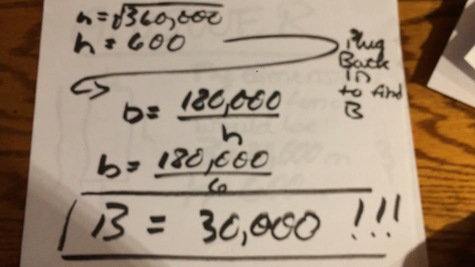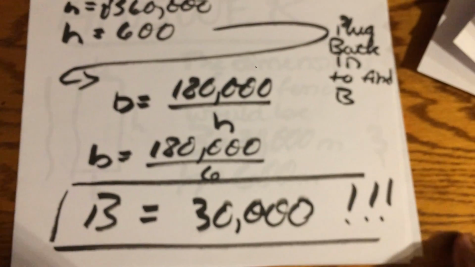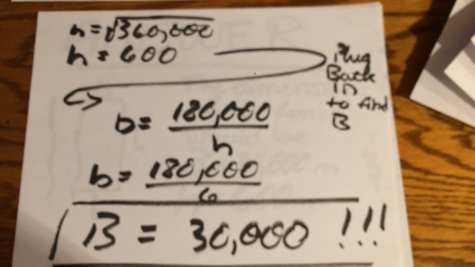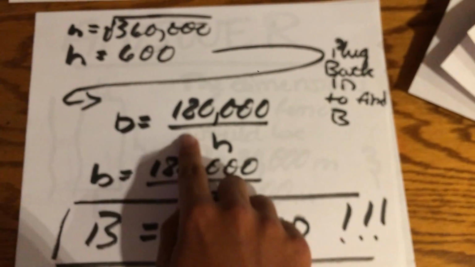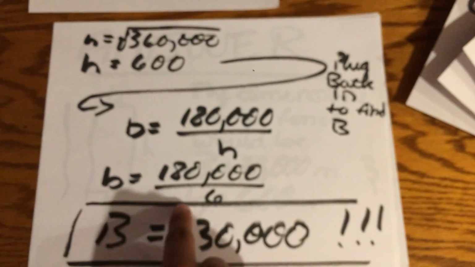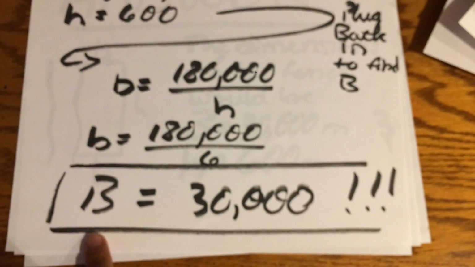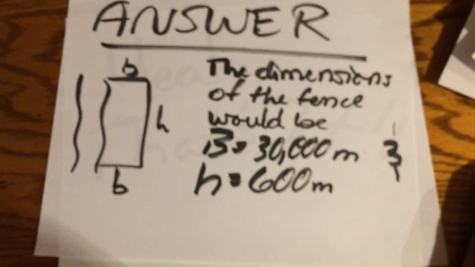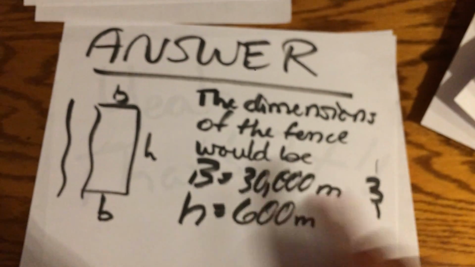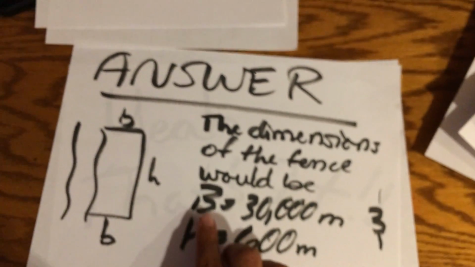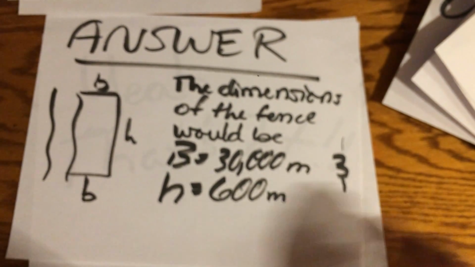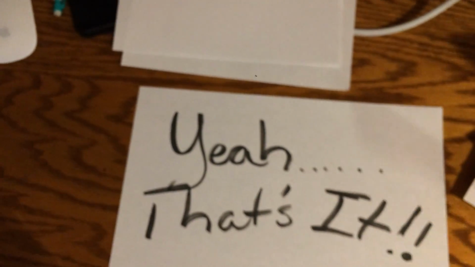So we got 1 dimension, but now we need b. We need to get the other dimension, so we plug back into that first equation we got when we isolated b, which is 180,000 over h, and substitute, and we get b is equal to 330,000 meters. And so the answer is the dimensions of the fence, to use the least amount of fence, would be base equals 330,000 meters, and the height would be 600 meters. And yeah, that's about it. Thank you.